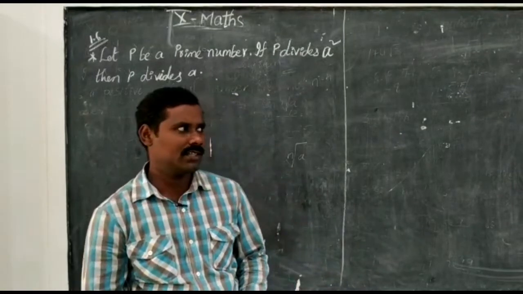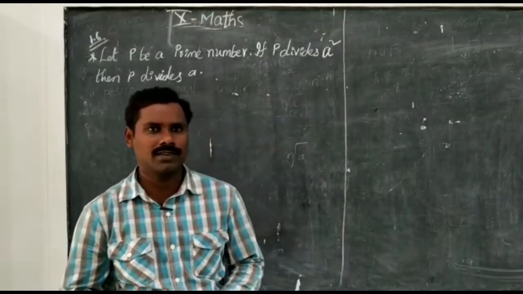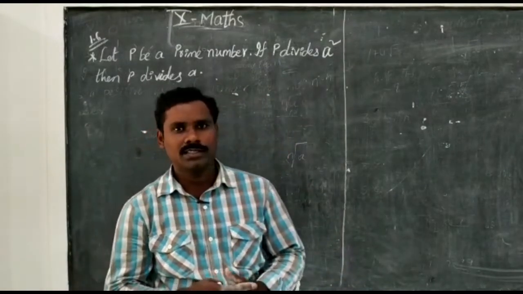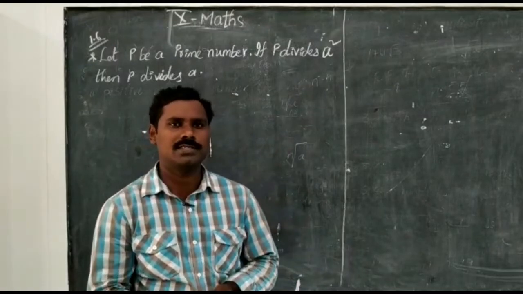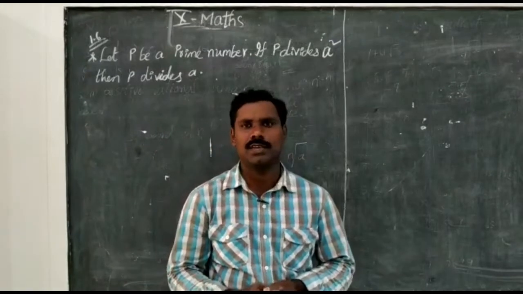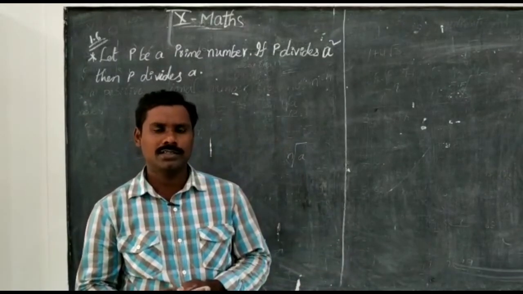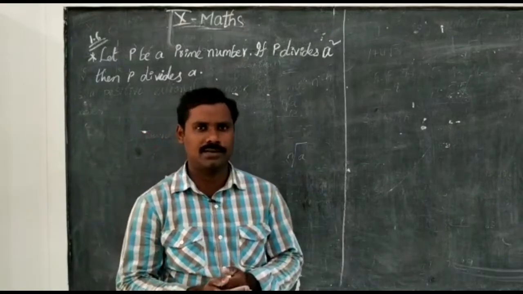Yeah, what is the discussion of the first one, exercise 1? Euclid's division lemma. What is Euclid's division lemma? Given any two positive integers a, b, there exists a unique pair of integers q and r satisfying a = bq + r, 0 ≤ r < b.